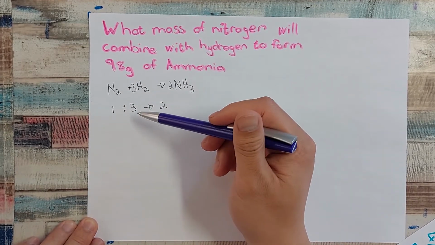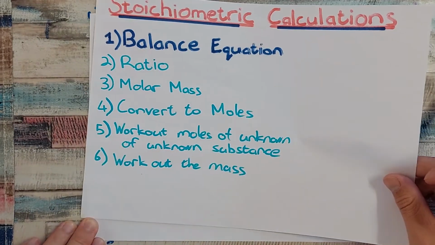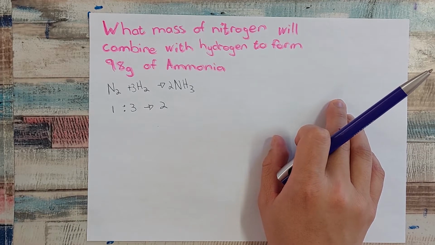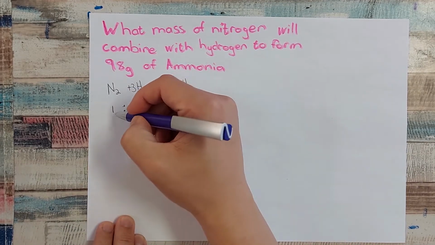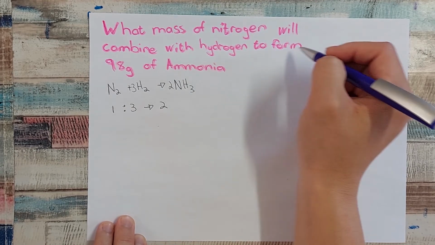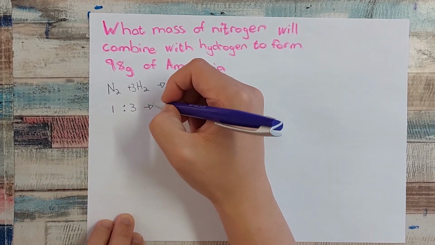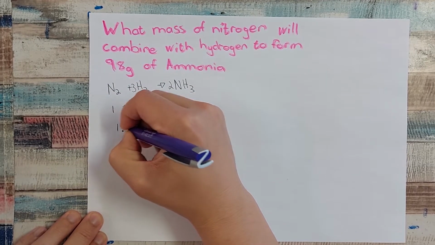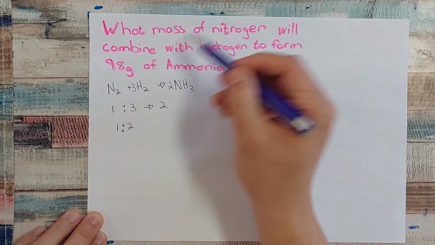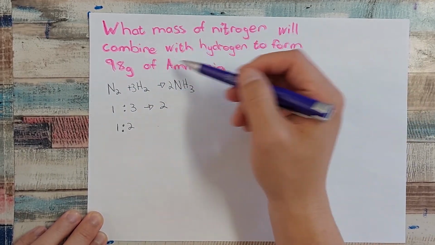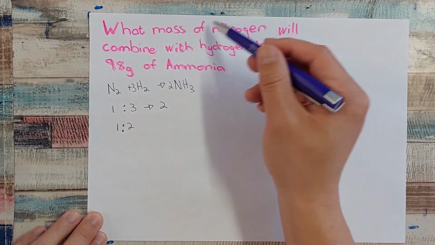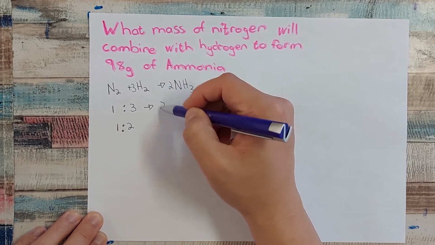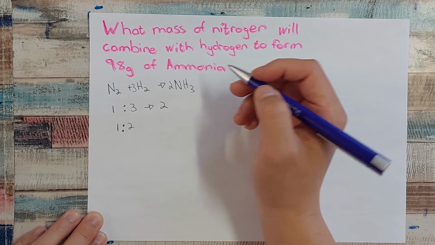Okay, so now that I have my ratio, I need to calculate my molar mass. They have asked me what mass of nitrogen will combine with hydrogen to form ammonia. So my actual ratio that I'm dealing with is 1 is to 2, because they're asking us for nitrogen. They're just telling us it will combine with hydrogen to form ammonia, but they're asking how much nitrogen will form to create this. So now I need to know how much of this I'm going to have.